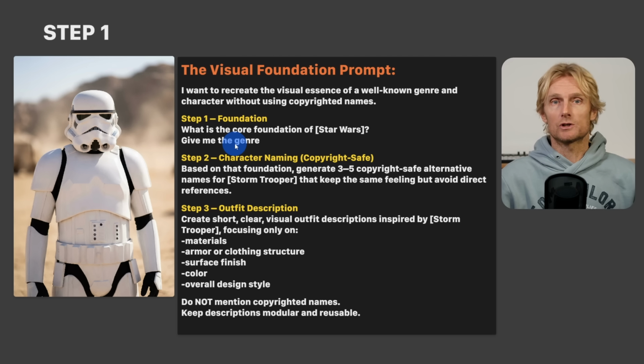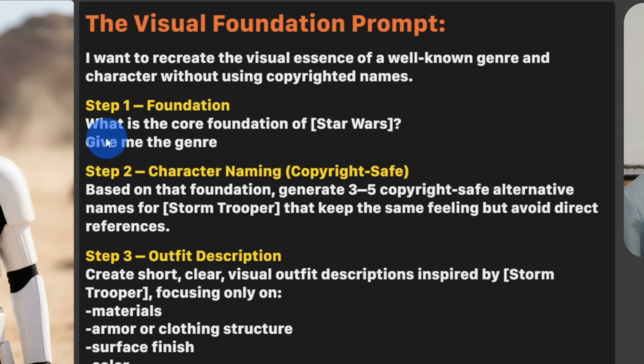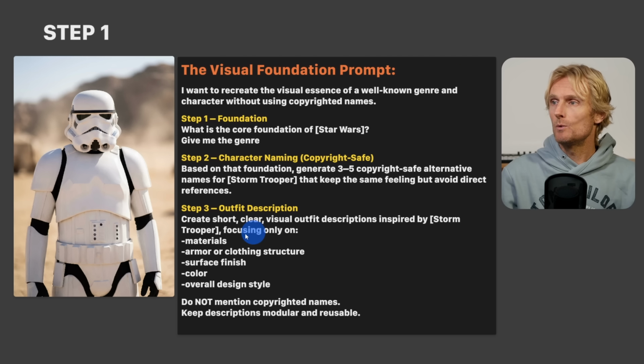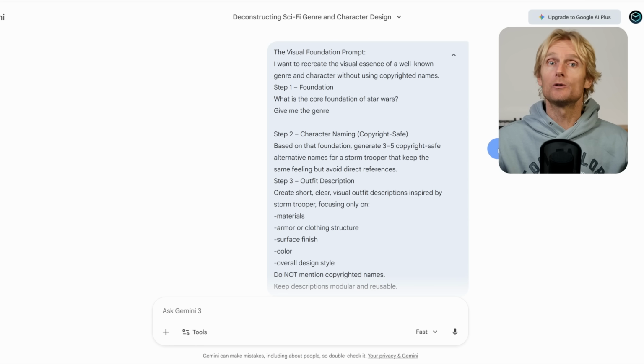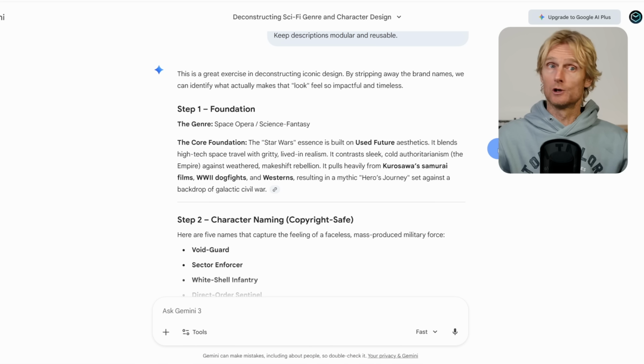Let's say you want a Star Wars Stormtrooper style character. Then in step 1 we ask what is the core foundation of Star Wars. Then in step 2 we ask for 3 to 5 copyright safe alternative names for Stormtrooper, and in step 3 we ask for a clear visual description of the outfit. So then I copied the whole prompt into Gemini and got the following answers.